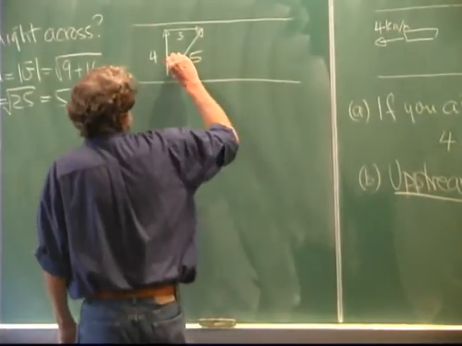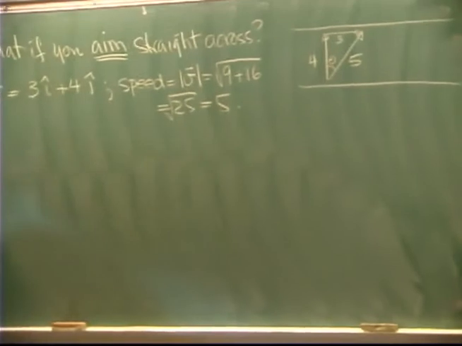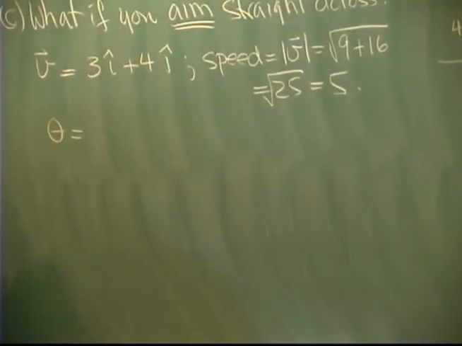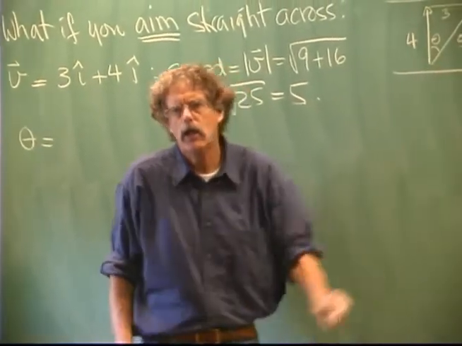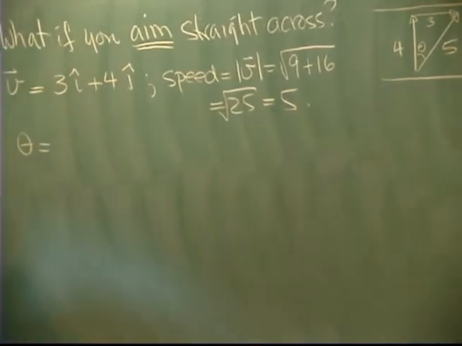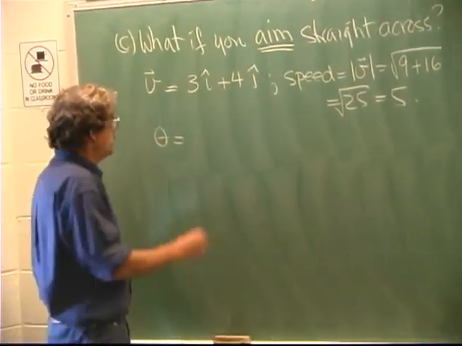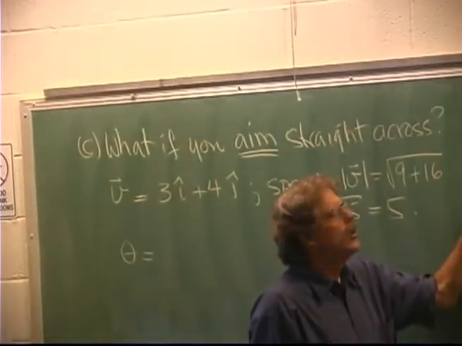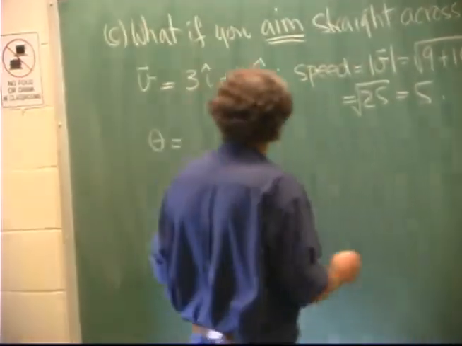What angle am I going at? What angle downstream? It's not 30. This is not a 1, 2, square root of 3 right triangle. It's a 3, 4, 5 right triangle. I don't know if you happen to know what that angle is. I can never remember it, but 3, 4, 5 right triangle. What I want is the angle whose tangent is 3/4. Isn't that right? Or whose sine is 3/5 if you prefer.